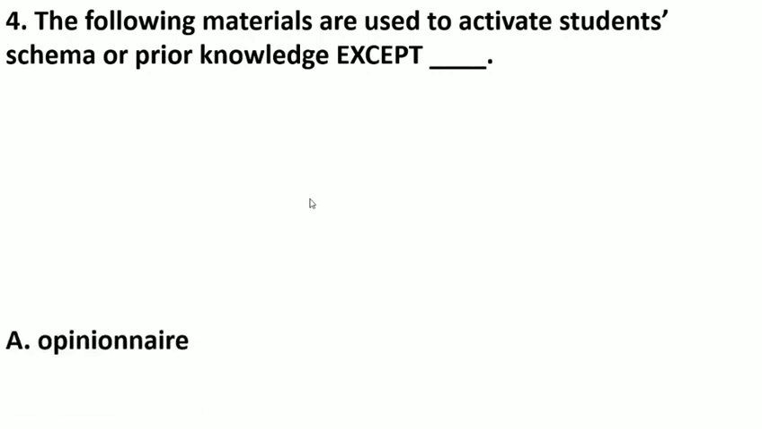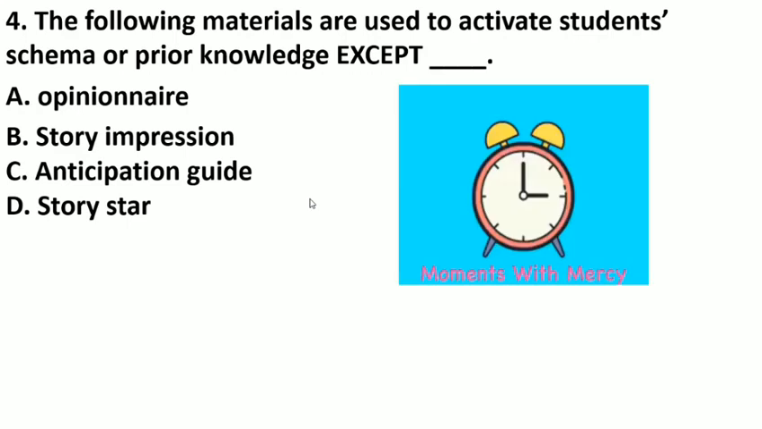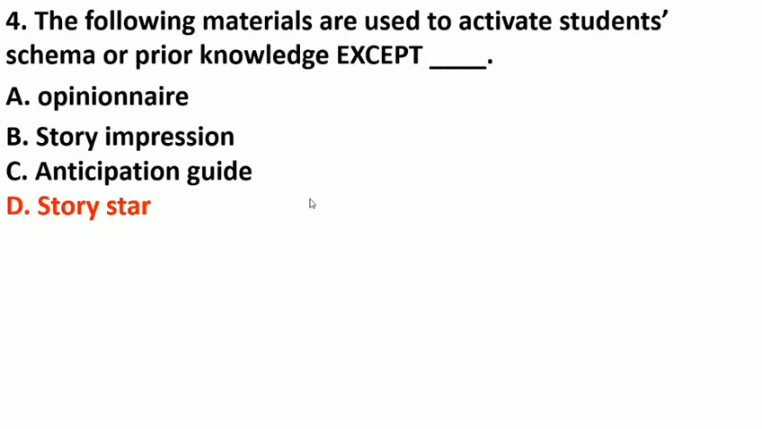Number 4. The following materials are used to activate student schema or prior knowledge except A. Opinionaire, B. Story impression, C. Anticipation guide, and D. Story star. The correct answer here is option D. Story star.